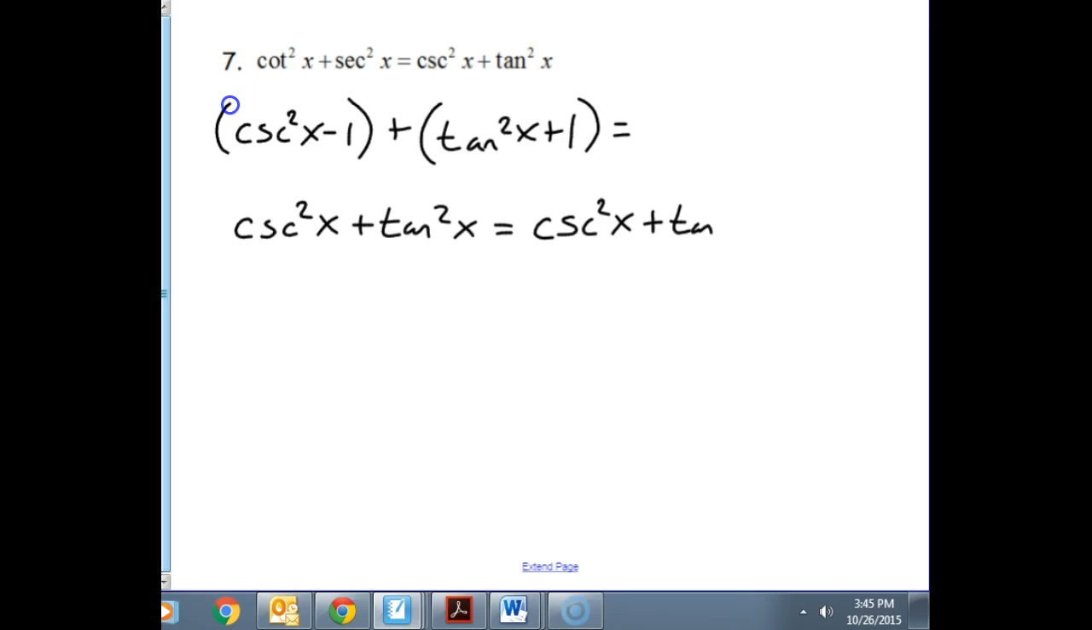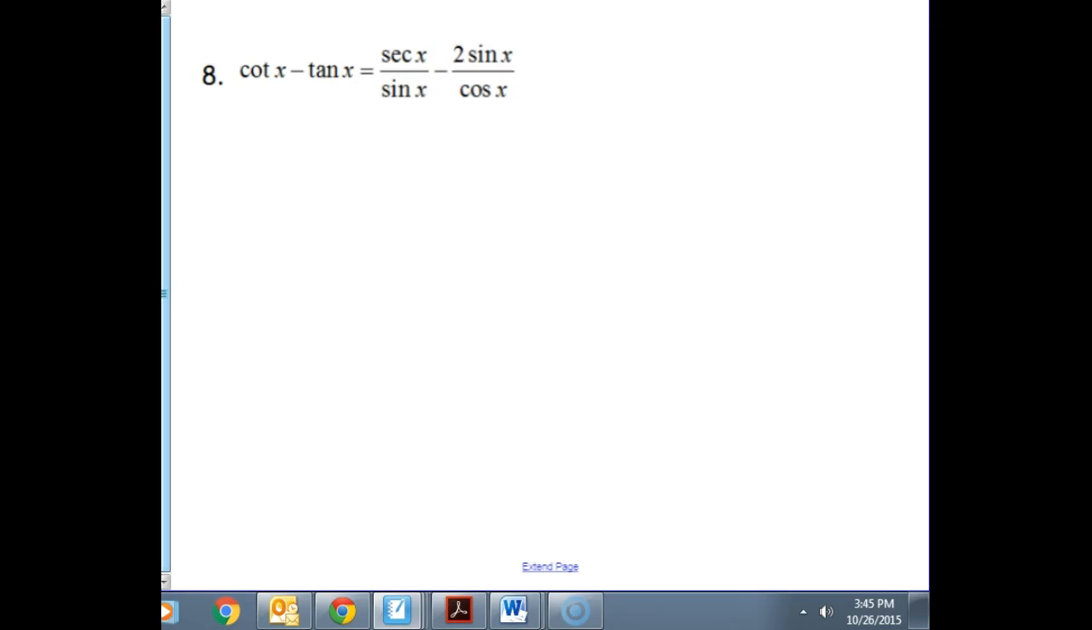And sometimes they're going to work out this way, and sometimes you're going to pick the wrong side, and it's going to take you forever to get over there. Okay? Just depends on how you work it. All right, number 8. Last one for today, okay?